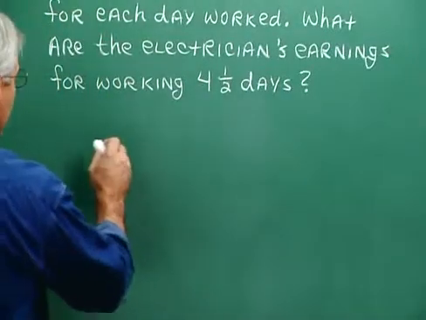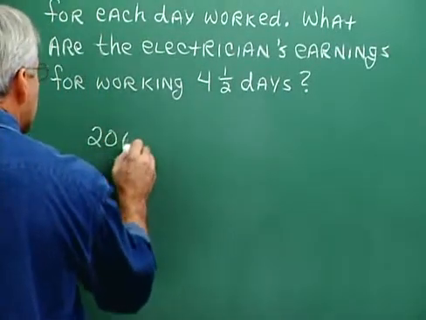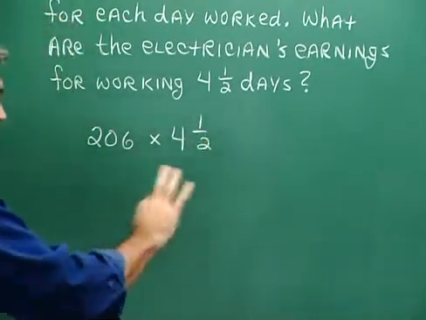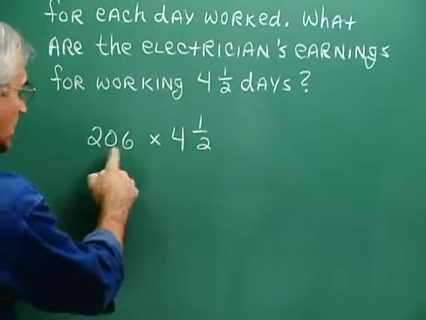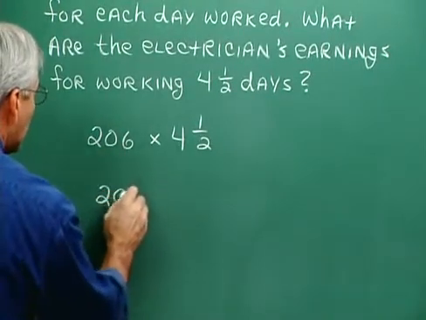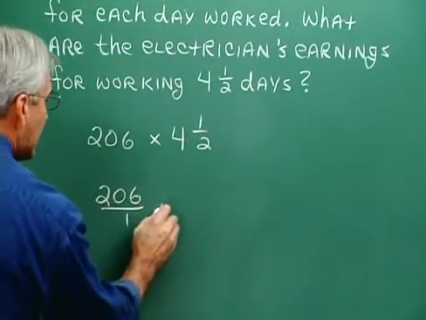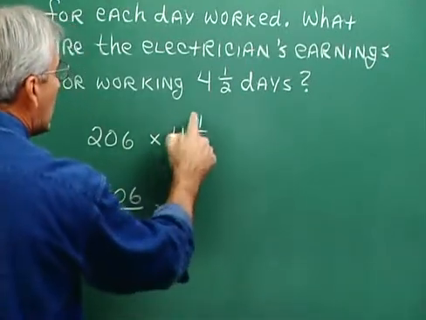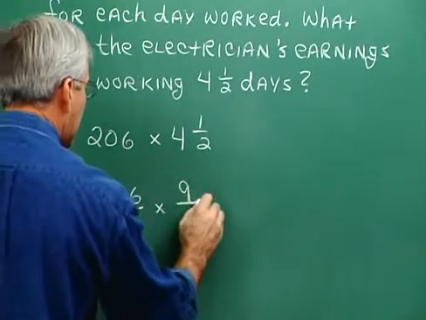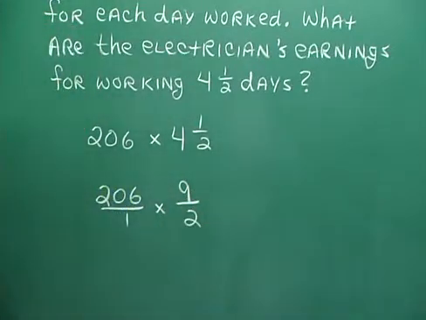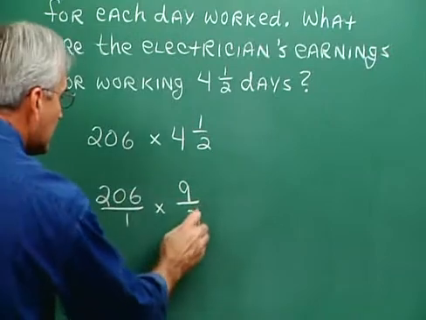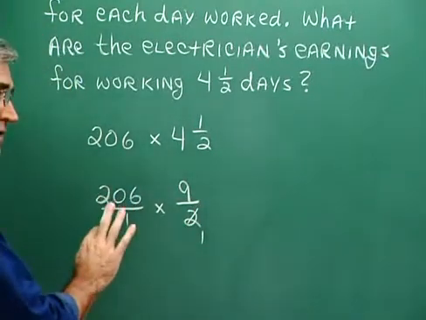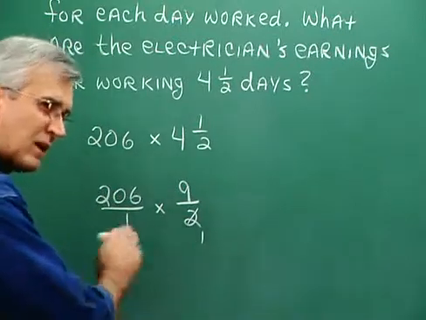Now, when we set it up, it's 206 times 4.5. But in order to go through the multiplication process, we think of the whole number part as the whole number over 1. And then the mixed number as an improper fraction. 2 times 4, 8, and 1, 9. So this is 9 halves, 9 over 2. Now I have a cancellation here. 2 into 2 goes 1. 2 into 206, I know it goes evenly, but it's hard to see because it's a pretty big number.